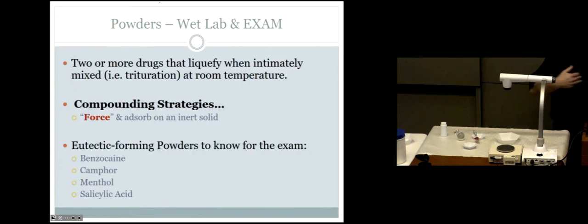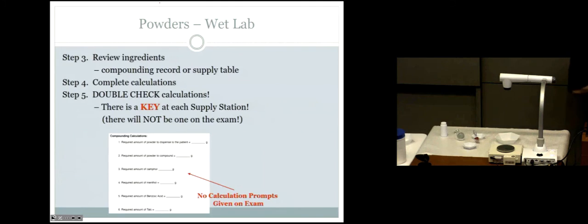Okay, that's the whole reason you're going to formulate yours today the way you are: to form the eutectic, add other ingredients, and then separate the liquid into the adsorbent powder. The 2 you're doing today are camphor and menthol. The other ones I expect you would remember are benzocaine and salicylic acid. Those very well could end up on either a wet lab or a dry lab part of the exam. Okay? Any questions on that?